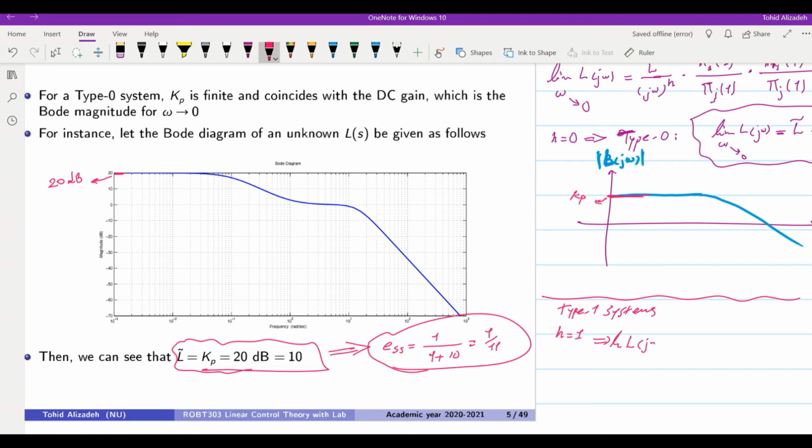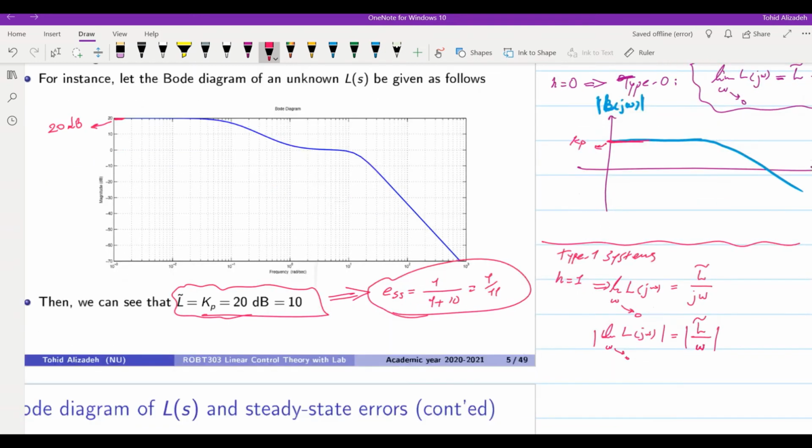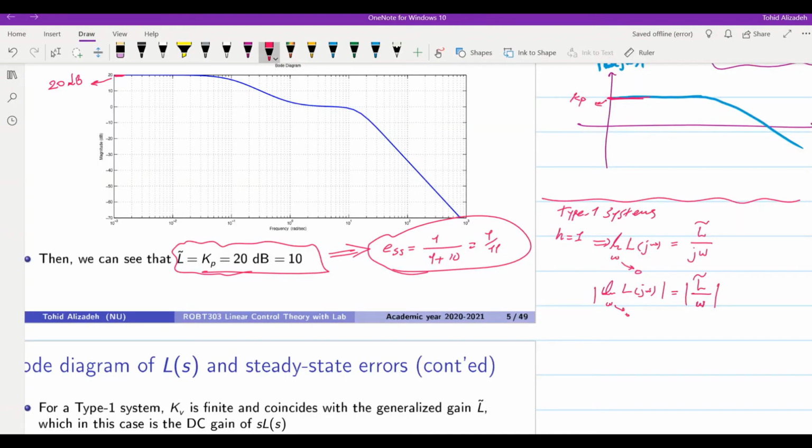The limit of L(jω) as ω goes towards 0 will be equal to L̃ over jω, and in terms of the amplitude of L(jω) as ω goes towards 0, we will have L̃ over ω. And again, keep in mind that this happens for the low frequency parts.